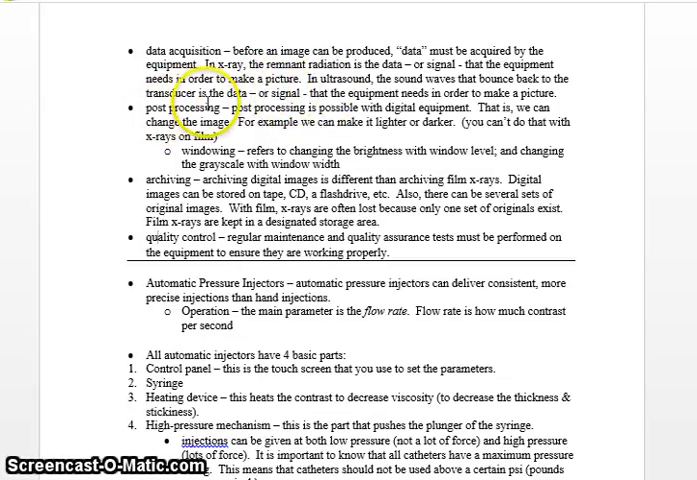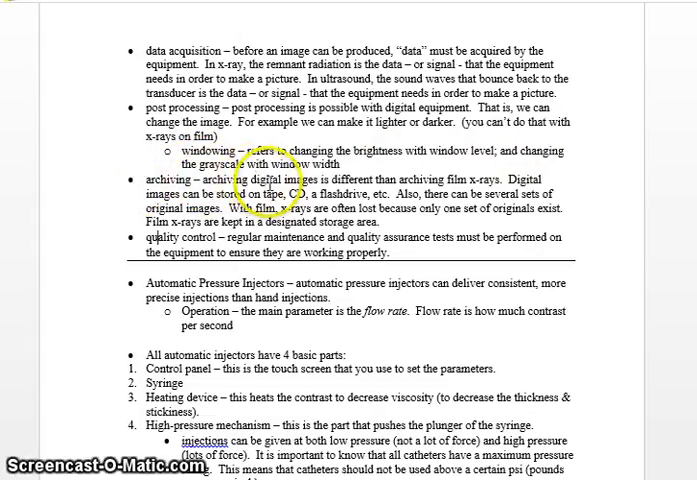Then we also have post-processing, which is only possible with digital equipment. That is, we can change the image. We can make it lighter or darker, which again, you can't do that with X-rays on film. That term of changing the brightness is called windowing. Windowing refers to changing the brightness with window level and changing the grayscale with window width. So again, these are all terms that you will need to know.